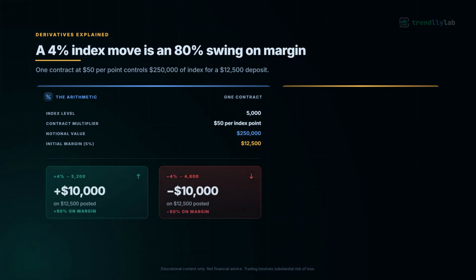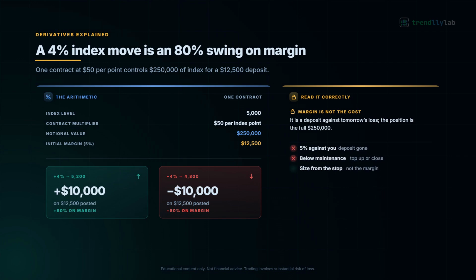Now move the index. Up 4% to 5,200, or down 4% to 4,800. That is $10,000 gained or $10,000 lost on $12,500 posted, which is 80% on margin either way. Those figures are an illustration, not a recommendation. Read it correctly. Margin is not the cost. It is a deposit against tomorrow's loss, and the position is the full $250,000.